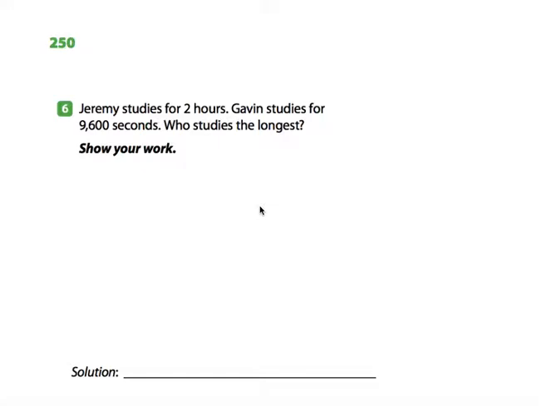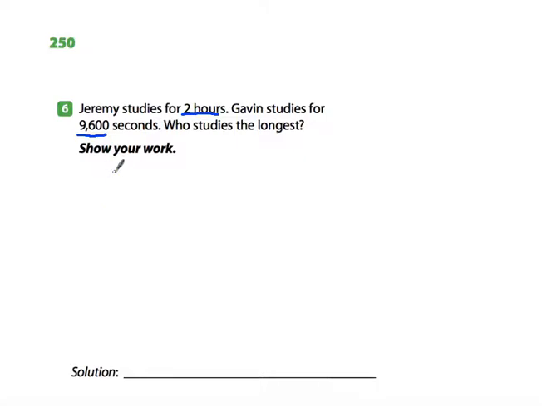Jeremy studies for 2 hours. Gavin studies for 9,600 seconds. Who studies the longest? Okay, so what I'm seeing is there's Jeremy, and Jeremy studies for 2 hours, and Gavin studies for 9,600 seconds. What I'm going to do is take 2 hours and find out how many seconds are in this, because I am converting a larger unit to smaller units. When I do that, I'm going to be multiplying.